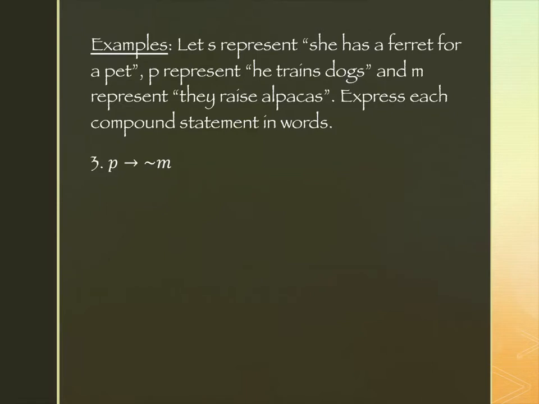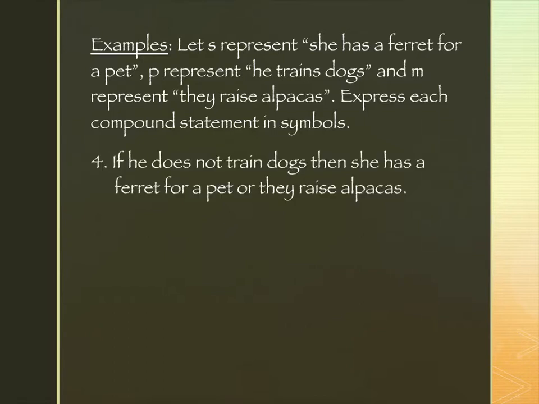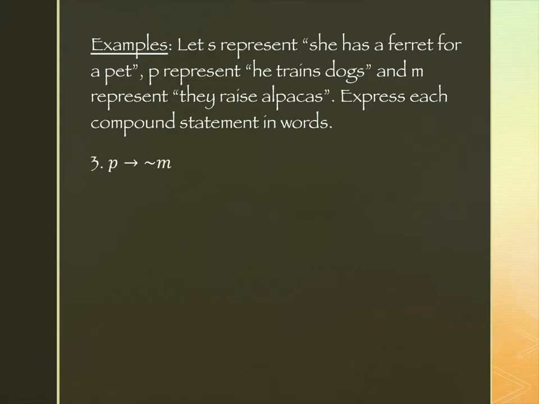The second one, P, is he trains dogs. And the third one, M, is that they raise alpacas. And we're using those same representations for both the example that takes symbols into words, which is number 3, and words into symbols, which is number 4. Okay? So I realize that on number 3, I don't even have 3 letters represented in the statement. That's okay. It's still going to represent the same things.